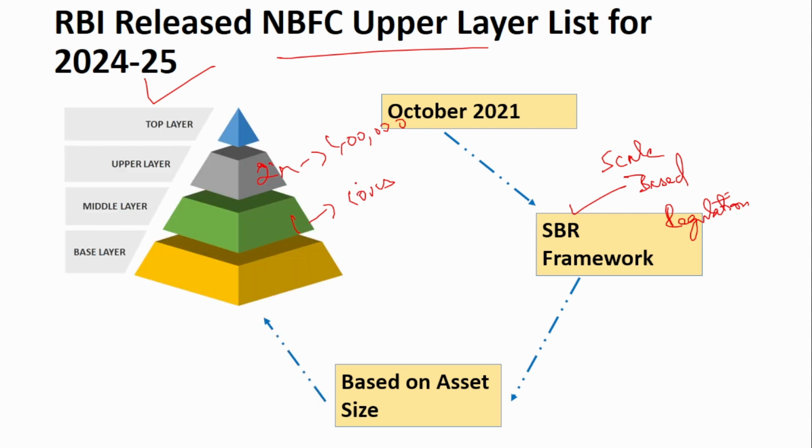So now if you see, currently there are 4 layers: base layer, middle layer, upper layer and top layer. Now let us see the difference between each layer.